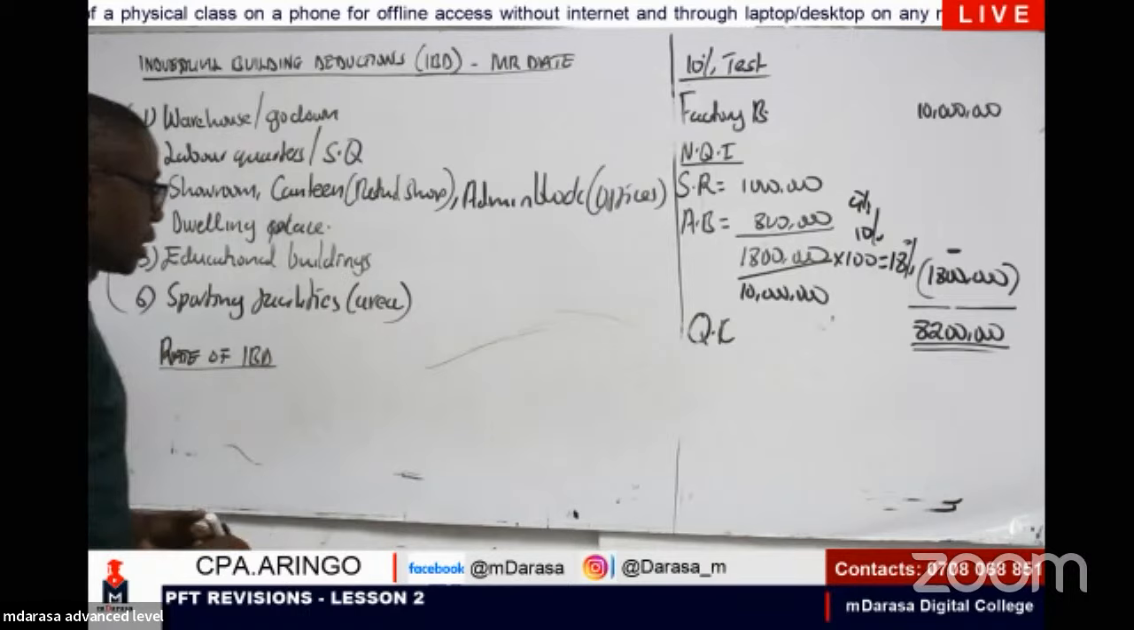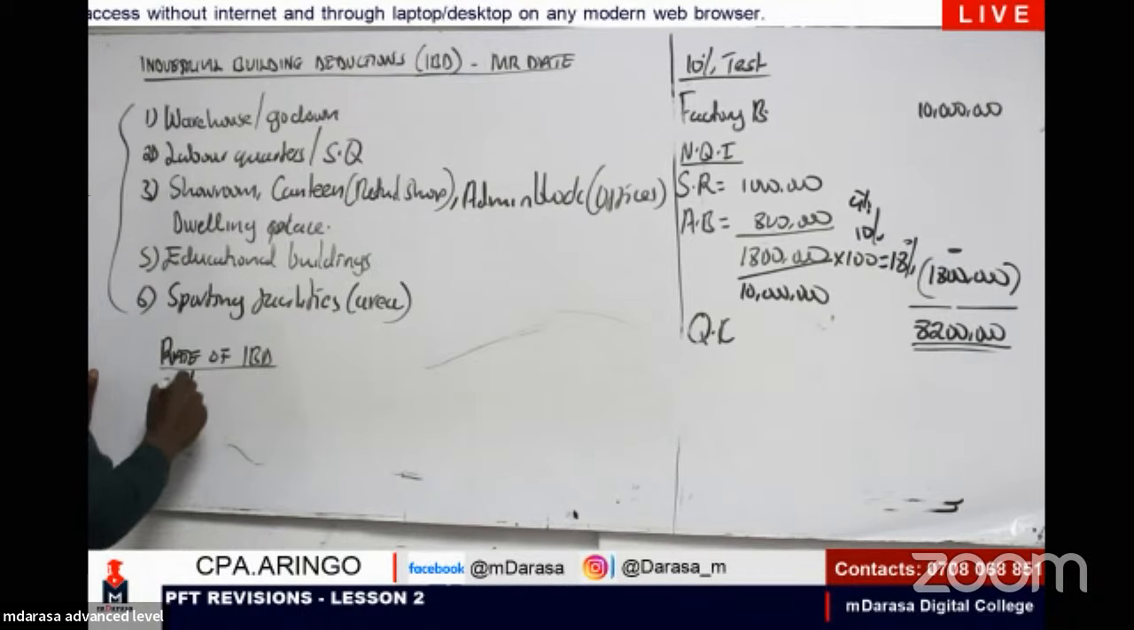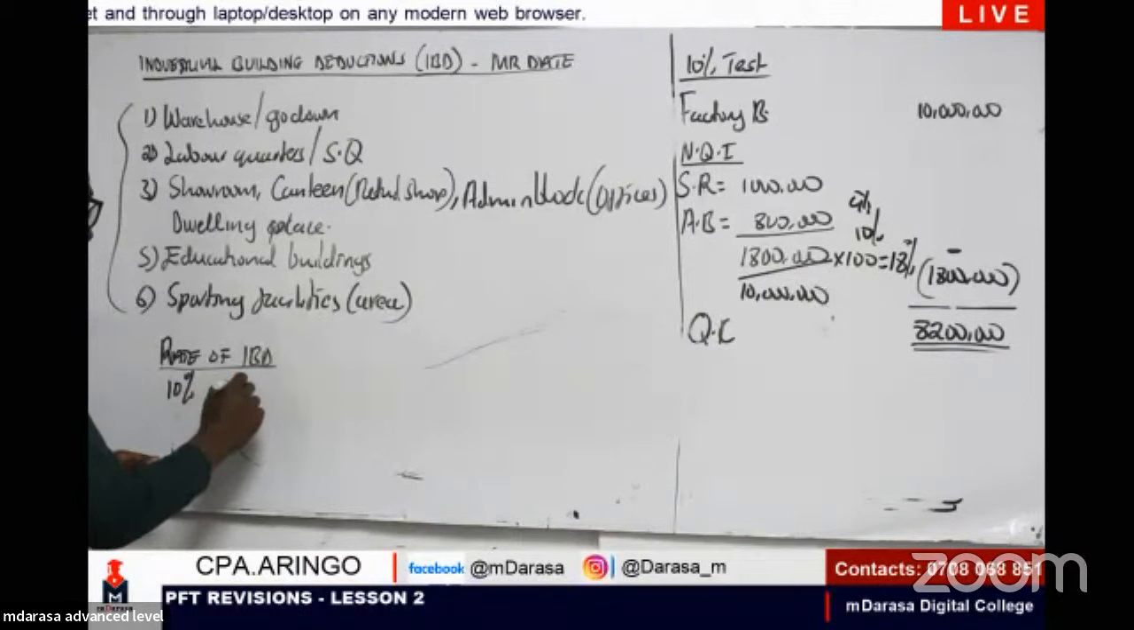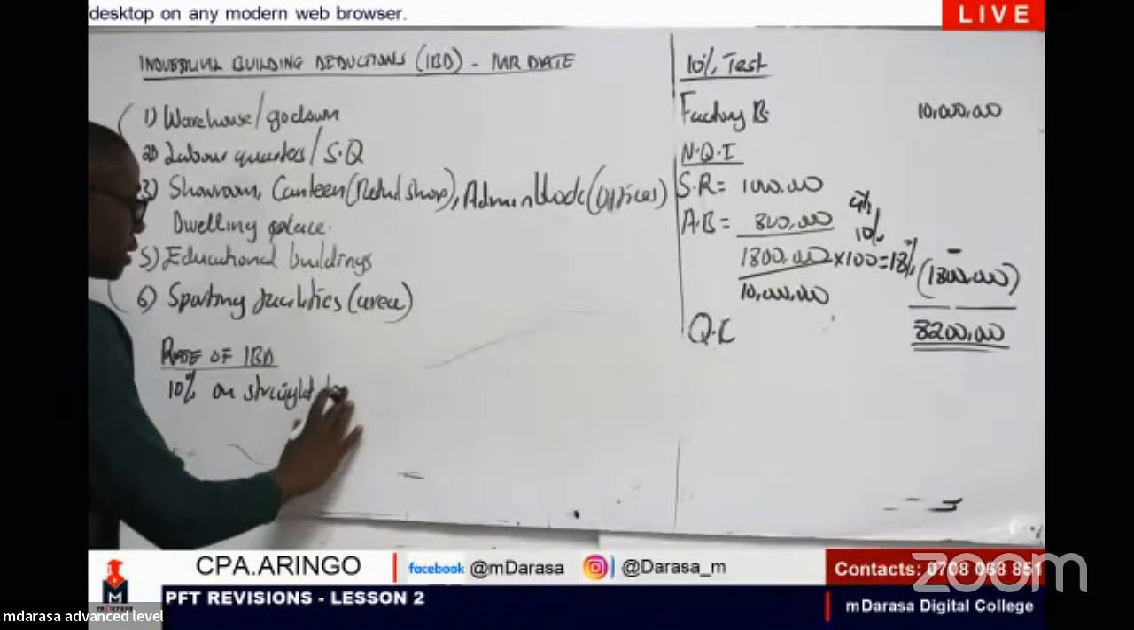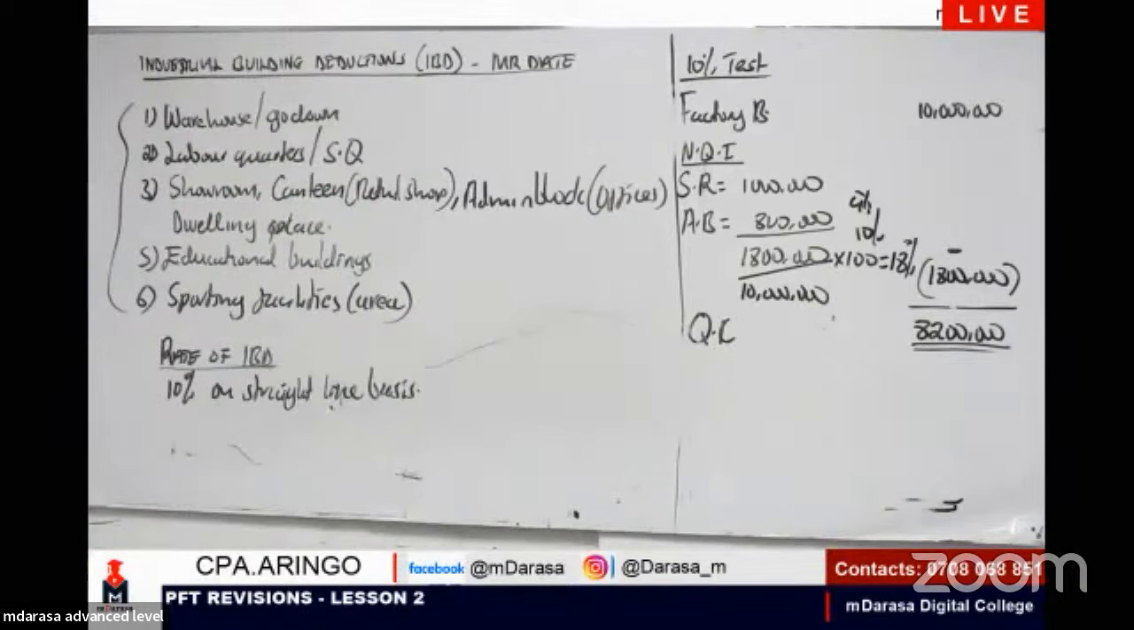Currently, the rate for IBD stands at 10% on a straight line basis. Very important, 10% on straight line basis. Make sure that you have that. Basically, this 10% is per annum. Remember, we are talking of per annum. That is 10% per annum on a straight line basis.